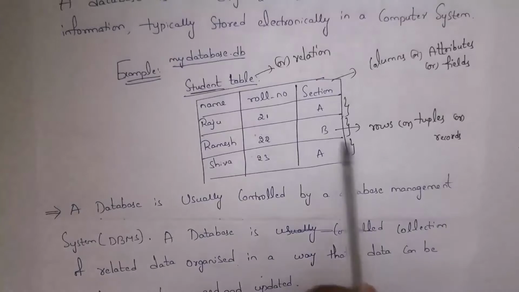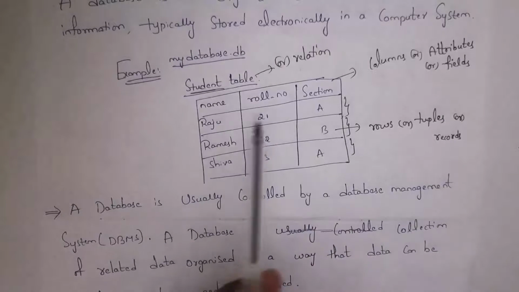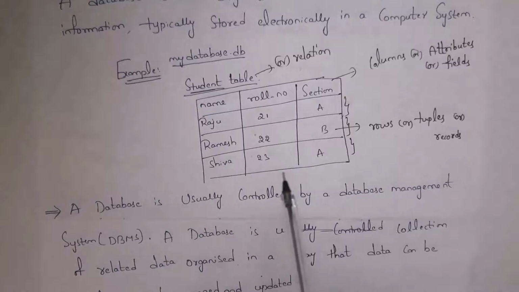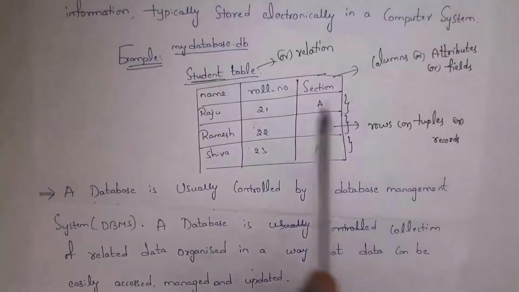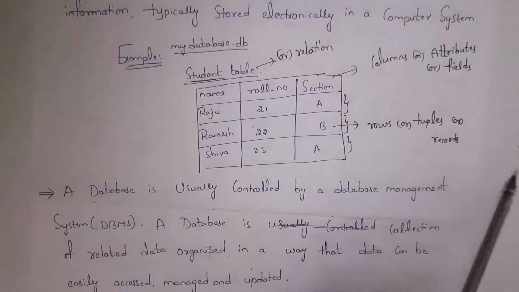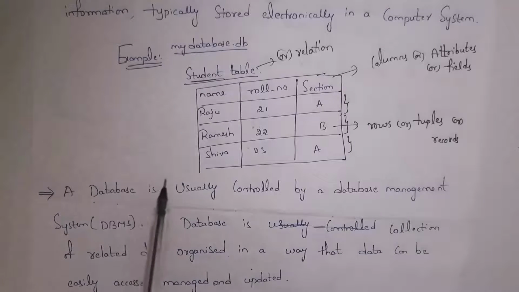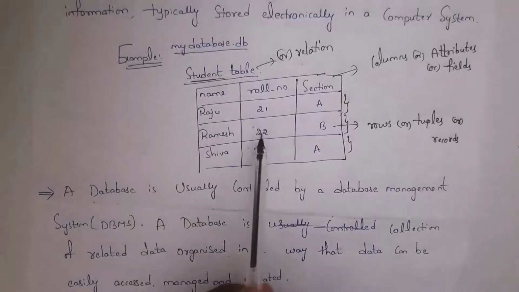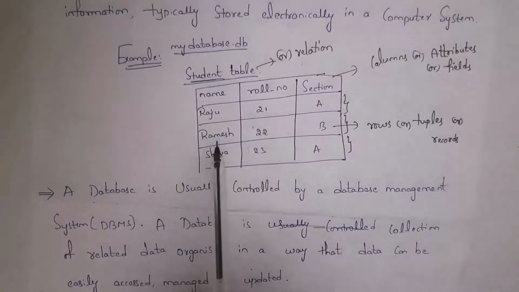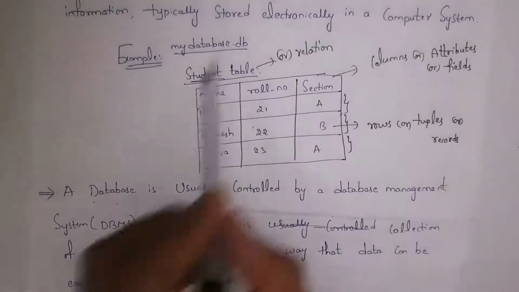And similarly, total there are 3 rows like Raju 21 and A section, Ramesh 22 and B section, Shiva 23 and A section. And total there are 3 rows. We also call rows as tuples or we can also call these rows as records, all are same. If you consider second row, Ramesh, roll number 22 and section B, we call it as row or we can also call it as record or we can also call it as tuple. So just you need to remember this.